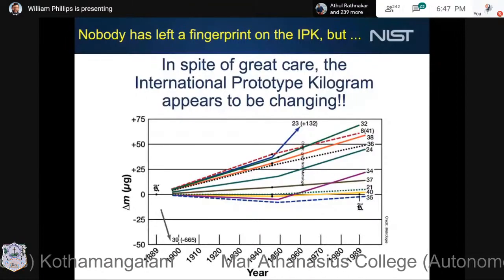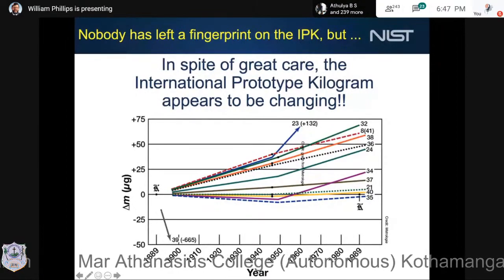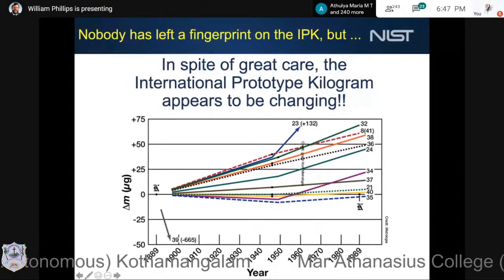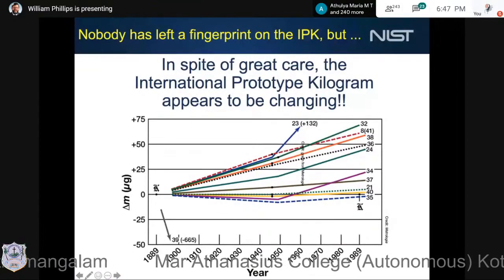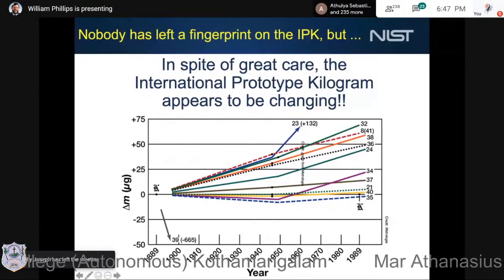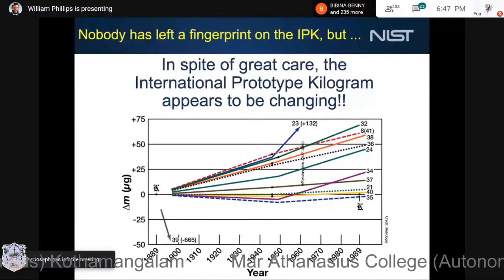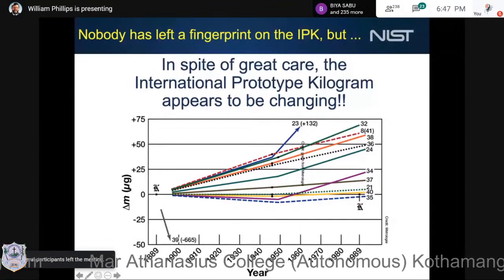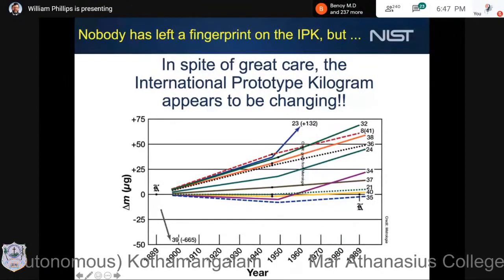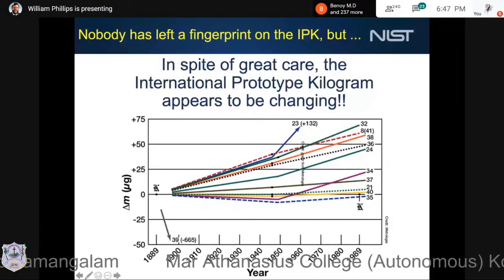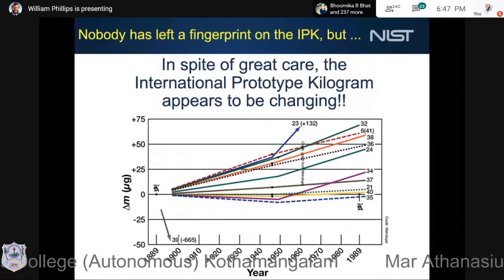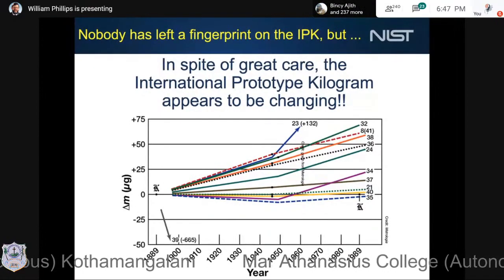Here is a plot that shows the mass of other nearly identical kilograms numbered according to some scheme that they figured out in the 19th century. This shows the mass of a number of those other copies of the kilogram compared to the international prototype of the kilogram. And it appears that all of those kilograms are changing in the same direction. To me, that implies that probably the international prototype of the kilogram is changing.